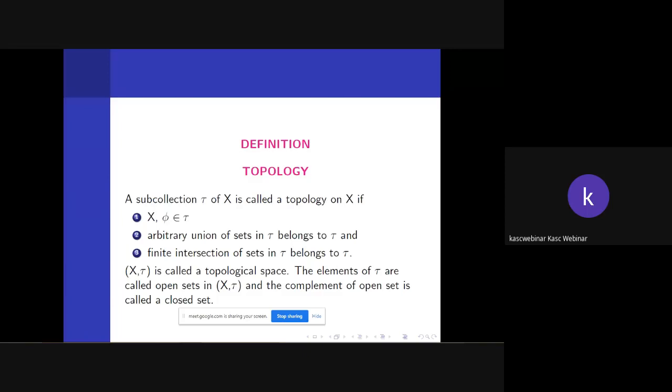And in topology we always consider open sets. So first, there should be a set which is non-empty. I am considering a subcollection of that set, and that subcollection should satisfy these three conditions: the whole set X and the empty set should be there, an arbitrary union of sets should be in that collection, and a finite intersection of sets in that collection should also be within it. X comma tau, you call it a topological space. Now I have found a collection which satisfies all three properties, so that collection of sets you call open sets. And if you take the complement of such a set, it is a closed set.